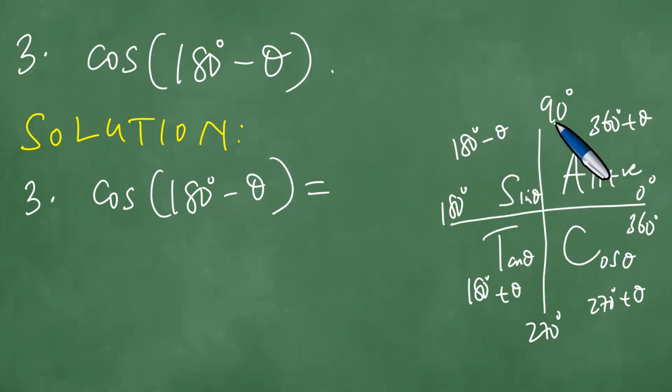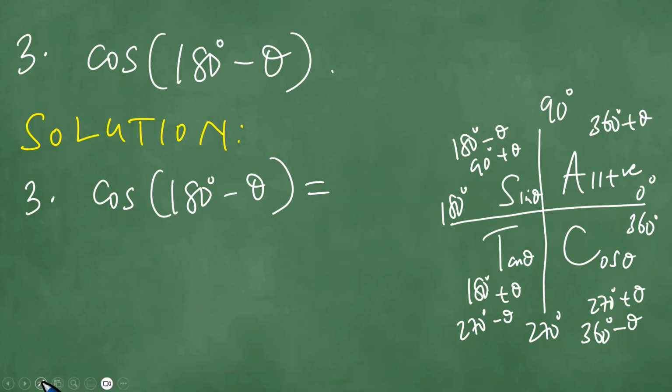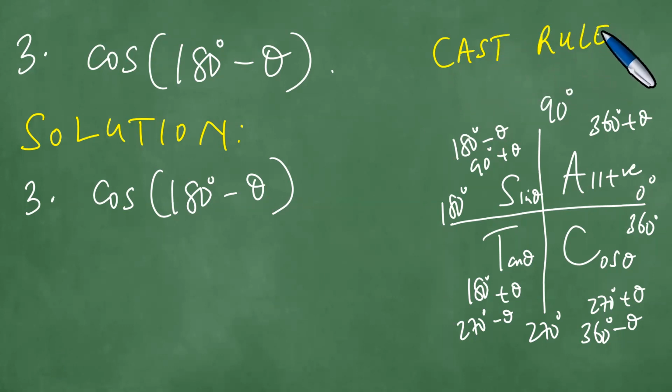Moreover, if you're at 90 and you want to go to 180, it becomes 90 degrees plus theta. Also if you're at 270 and you want to go back, it's 270 degrees minus theta. If you're at 360 and you want to go back to 270, it becomes 360 degrees reduced by some acute angle theta. This is our old friend, the CAST diagram. Some people call it the CAST rule, because it's sort of a rule of reduction.